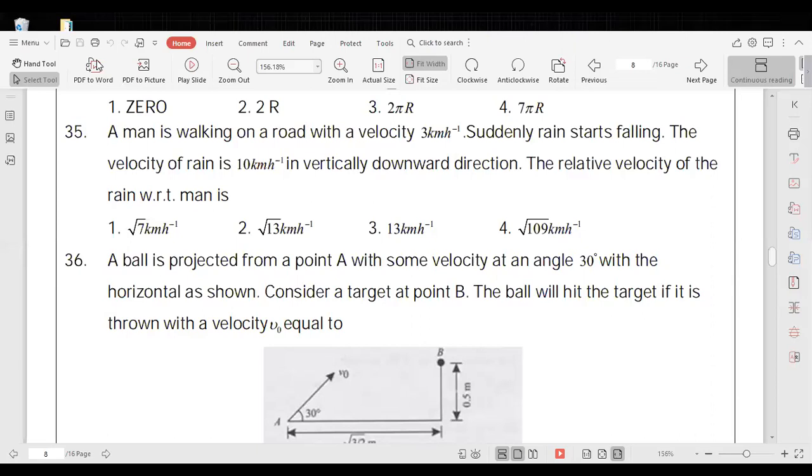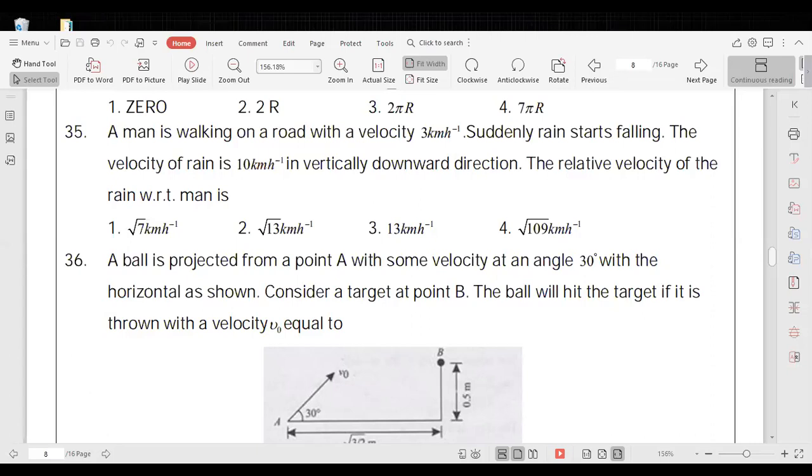Here a man is walking with a velocity Vm equal to 3 km per hour. Suddenly rain is falling. The velocity of the rain is 10 km per hour in a vertically downwards direction. The relative velocity of rain with respect to man is asked directly. What is the direction? So Vrm bar is equal to Vr bar minus Vm bar. Here they asked only this Vrm, the magnitude.